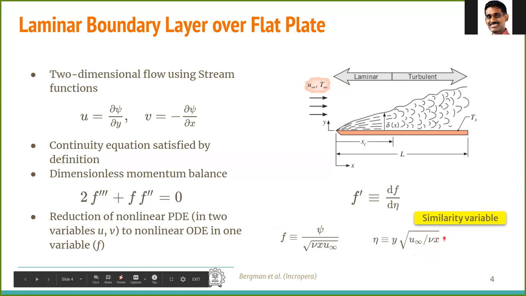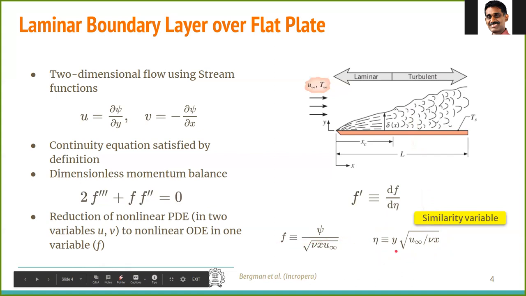You might have come across a similar variable in transport phenomena, where in the startup of shear flow you would have derived a quantity where the y coordinate was made dimensionless by square root of nu times t, where t was a variable and nu was the kinematic viscosity. So here it's a steady flow and the dimensionless parameters are u infinity and nu. There are no other parameters and x. So this similarity variable is used as the independent variable.